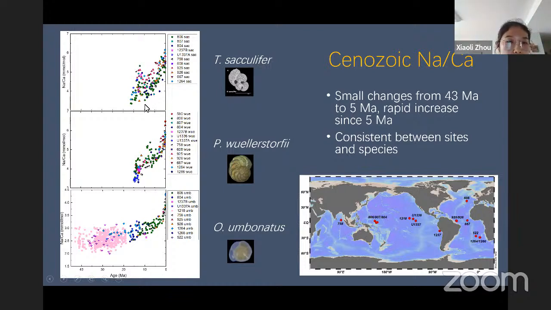So both of these 2 records show the sodium-calcium has been increasing from 15 million years ago toward present. And for Ambonatus, we generated a longer record. It extends back to 43 million years ago. This record shows the sodium-calcium was relatively constant from 43 to maybe 10 million years ago. And most of the change happens in the late Neogene, probably over the last 5 million years. But we still see a similar trend in the Ambonatus to the other 2 records.